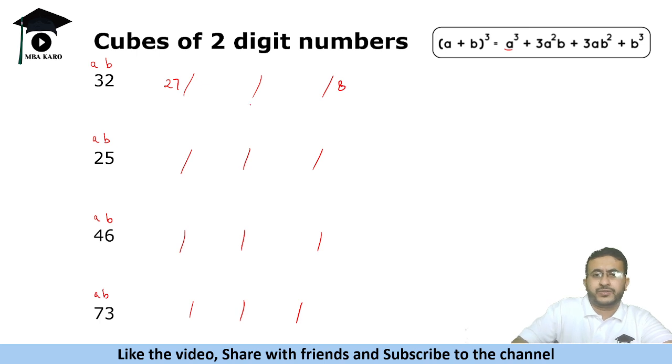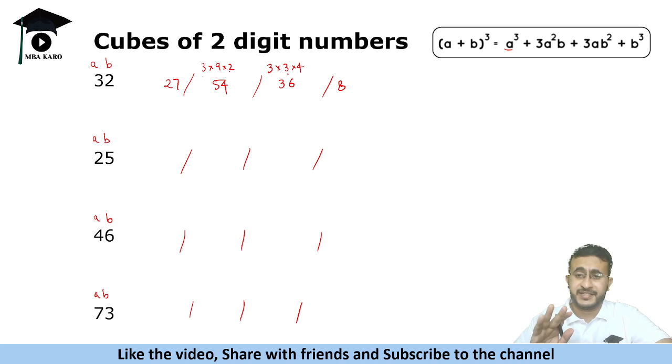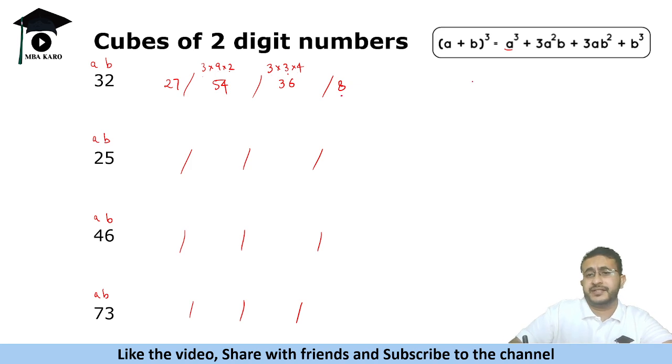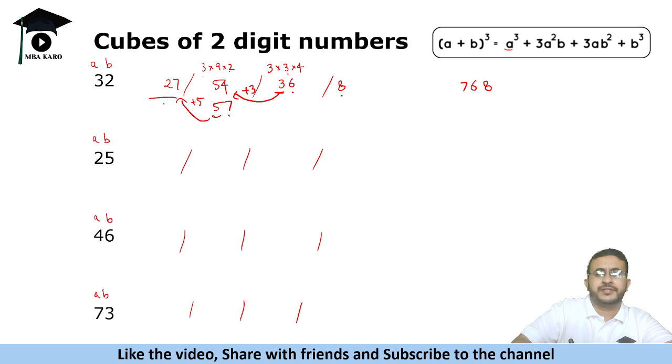Next is 3a squared b. 3a squared is 9, into 2. Then 3a b squared. Write these numbers. So it is 6 into 9, 54, and this is 4 into 3, 12, into 3, 36. This we have written. Next step, watch carefully. Take the last digit, write the last digit 8. Take the last digit, write the last digit 6. Now this is extra, so add 3 here, so it becomes 57. Take the last digit right here, and this is extra, add 5 here, it becomes 32.